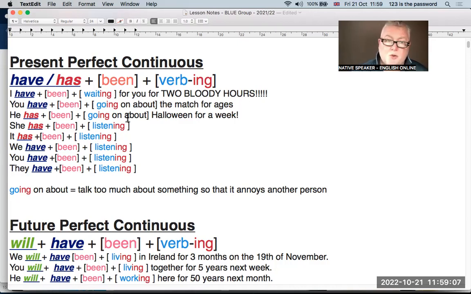And by the way, how would you emphasize this one? Is there anything we can do with this phrasal verb to emphasize it? That he's talking all the time. No, it's this one, but you add something to it. Guess what?